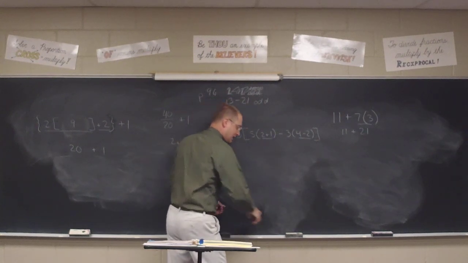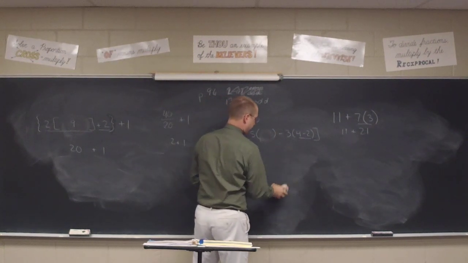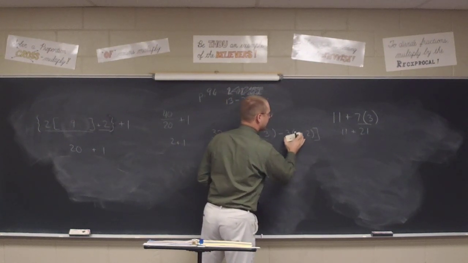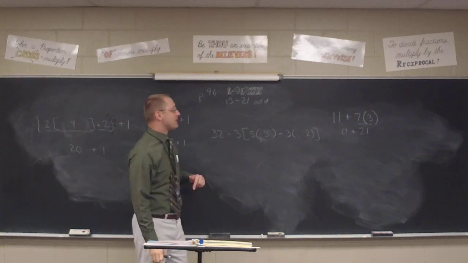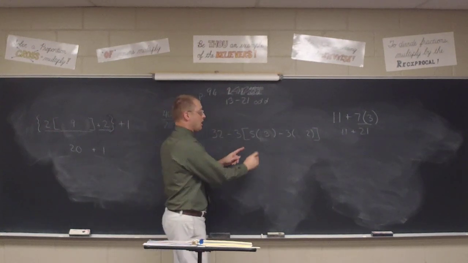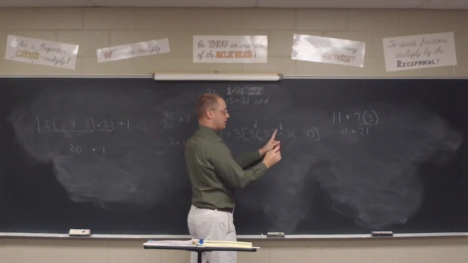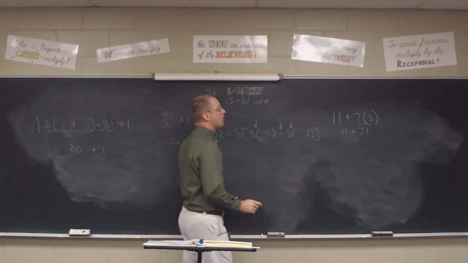And number 21, again, starting with parentheses, there's 2 different sets, so take care of both of them. 2 plus 1 equals 3. And 4 minus 2 is 2. All right, and now inside the brackets, there are 3 different things. Right here I see a multiplication, I see a subtraction, and I see another multiplication.